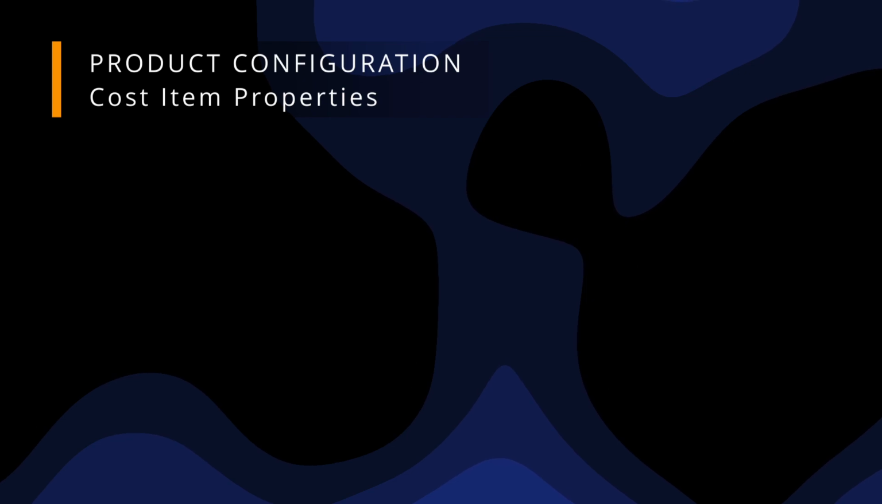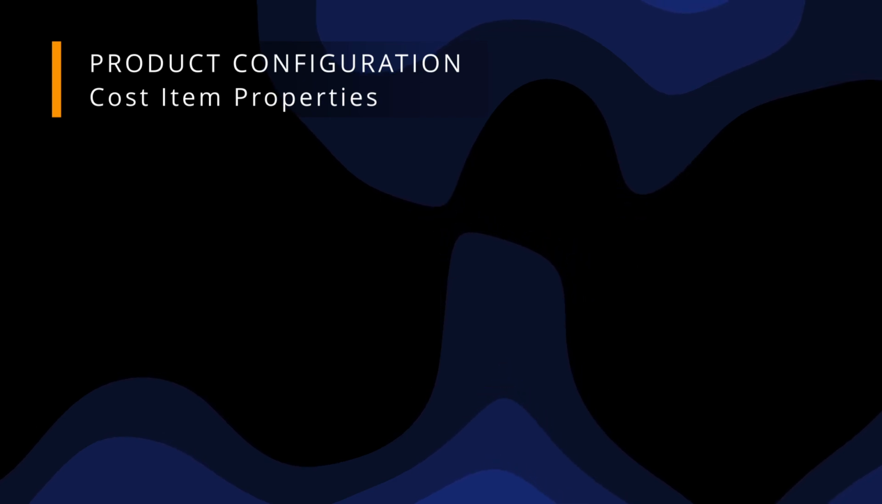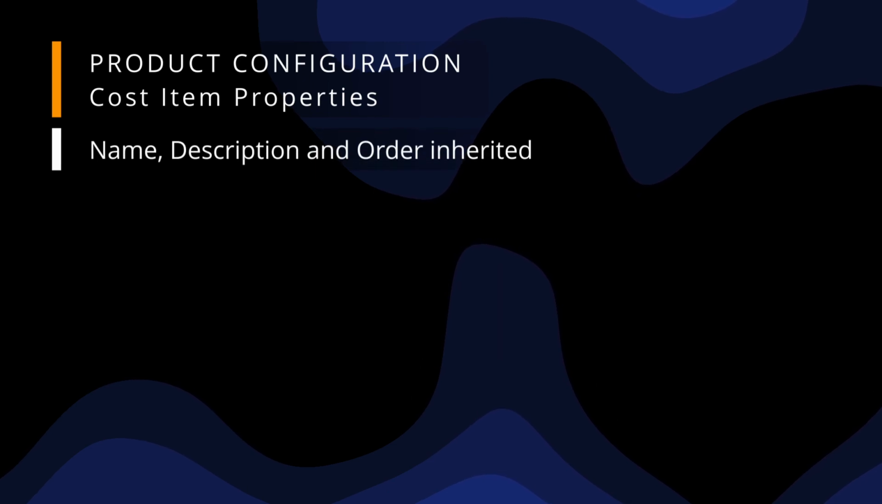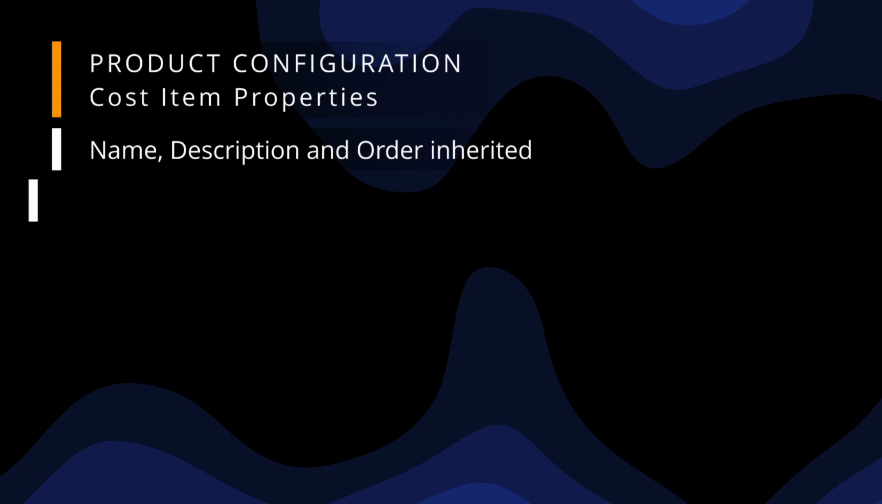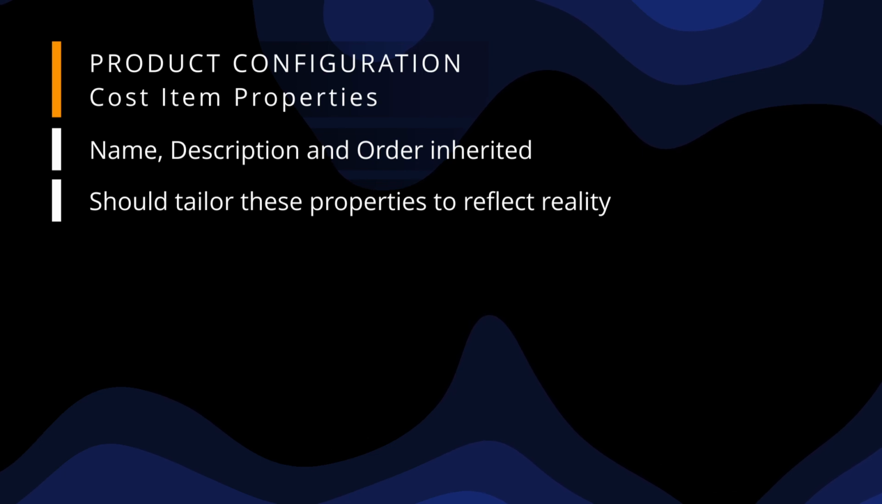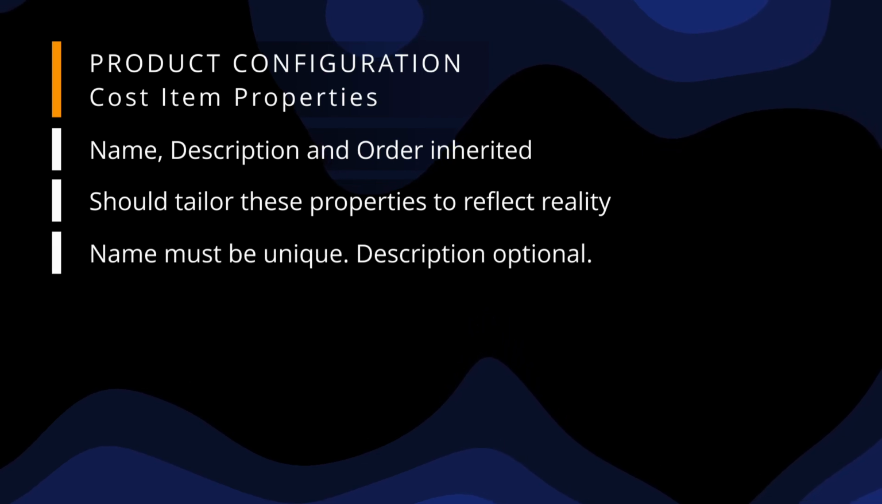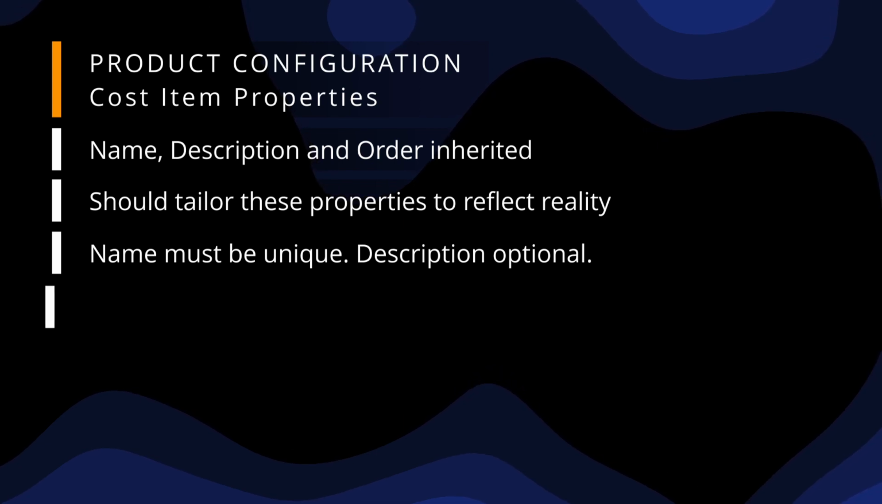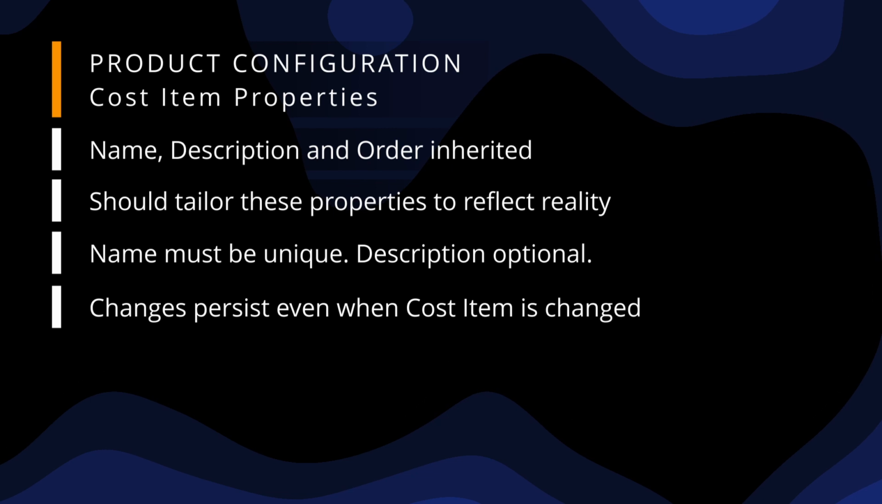Once you've decided to implement a cost item, or it has been implemented automatically, its name, description, and order are automatically copied to the new product cost item. It's advisable to change these to something more aligned with the reality or specifications of the actual product and rearrange them to follow a logical order. The name must be unique among its siblings, but the description is optional and doesn't need to be unique. Once created, these properties are no longer linked to the original, so any changes made will persist.